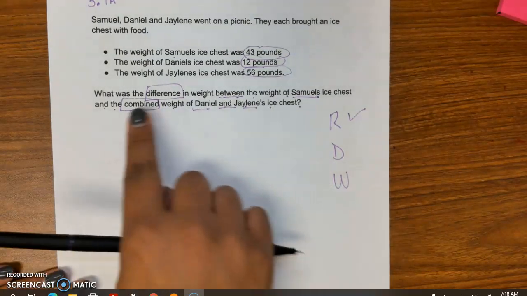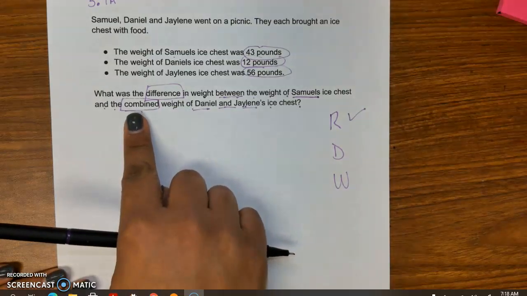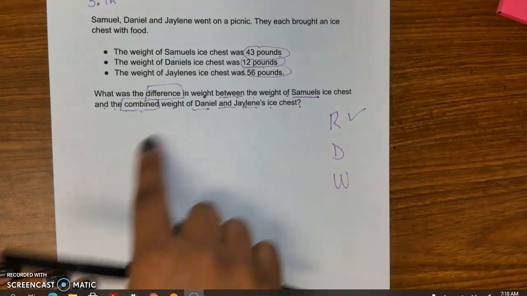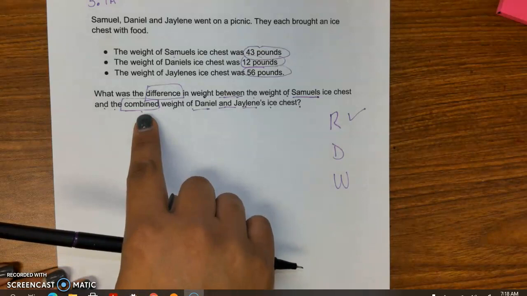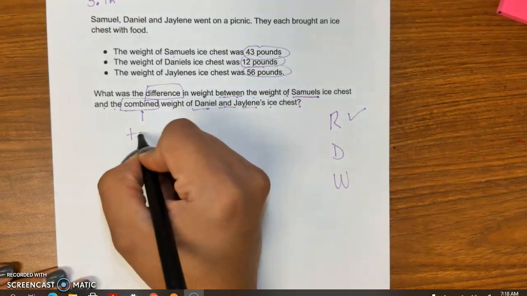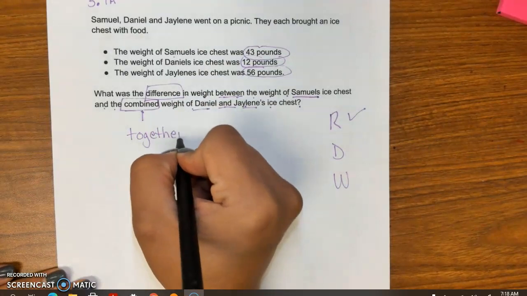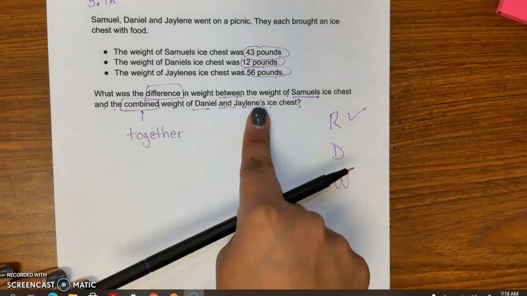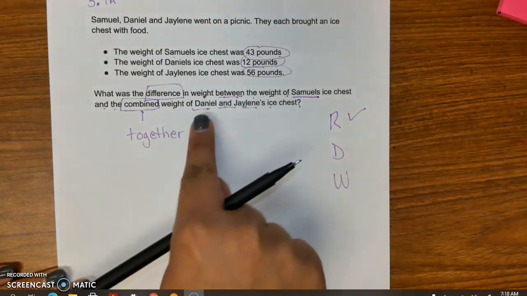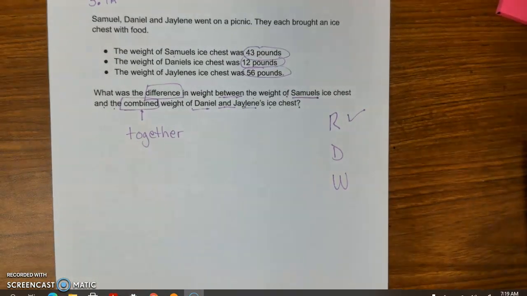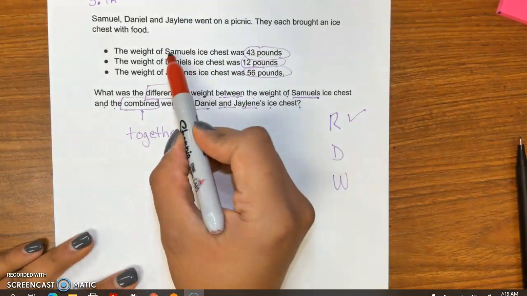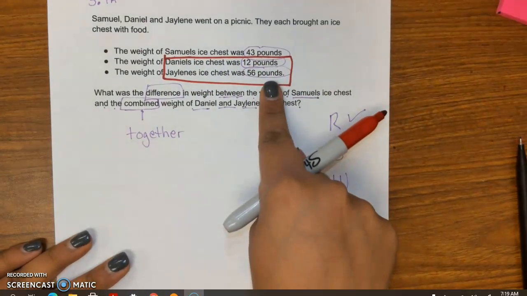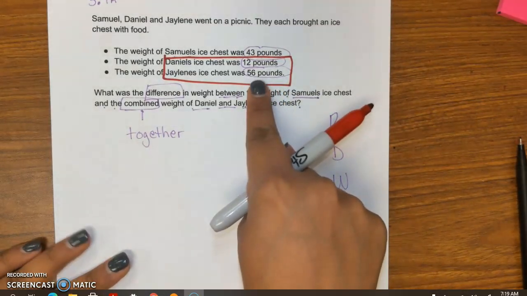When I talk to my kids about combined, we think about maybe when you bake a cake or something else and you combine the ingredients. It's another word or a synonym for putting things together. So here they want us to combine Daniel and Jaylene. Or another way to look at it is put together Daniel and Jaylene. So if you notice here, I'm going to use my marker. Here's Daniel and Jaylene. They want them together. So they want me to add these two numbers together.